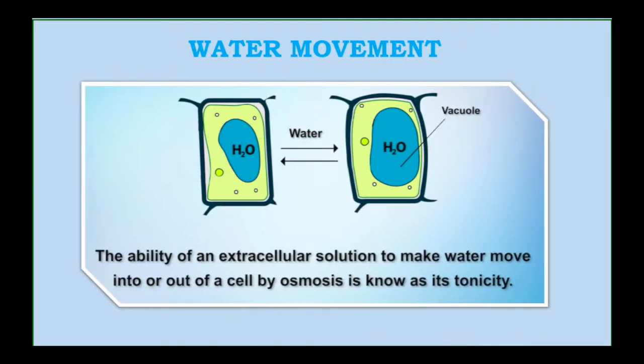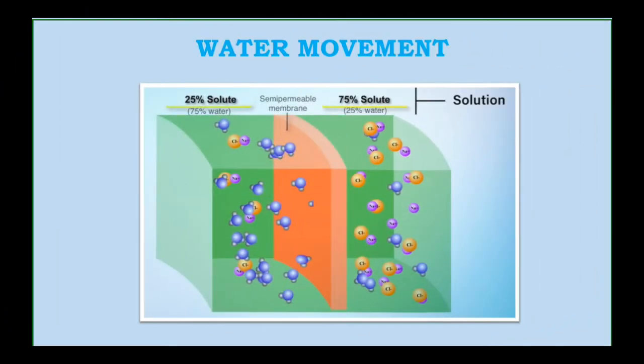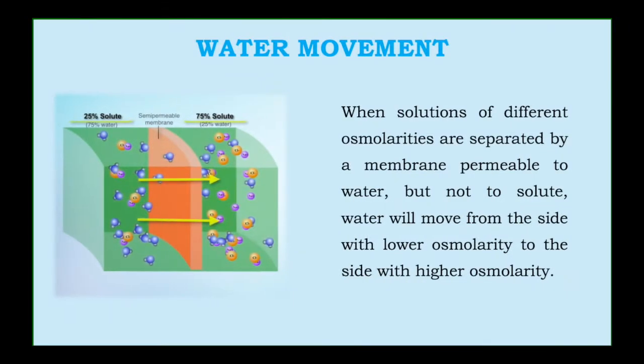The ability of an extracellular solution to make water move in or out of a cell by osmosis is known as tonicity. A solution's tonicity is related to its osmolarity. Osmolarity is the total concentration of all the solutes in a solution. A solution with low osmolarity has fewer solute particles per liter of a solution, while a solution with high osmolarity has more solute per liter of a solution. When solutions of different osmolarities are separated by a membrane permeable to water but not to the solute, water will move from the side with lower osmolarity to the side with higher osmolarity.